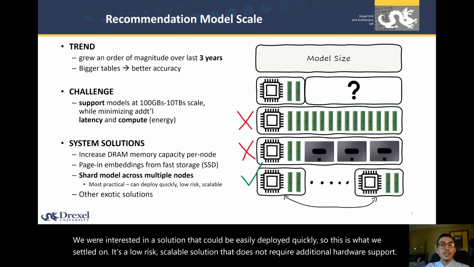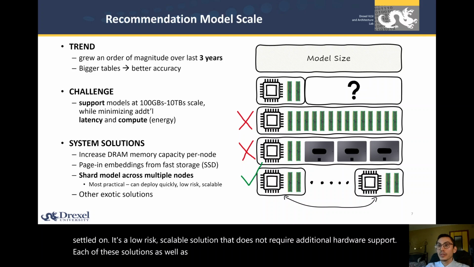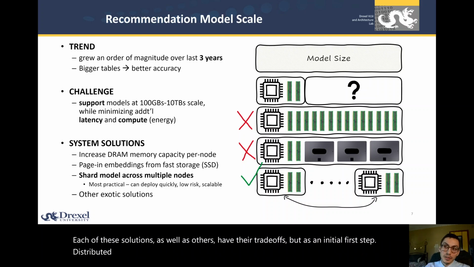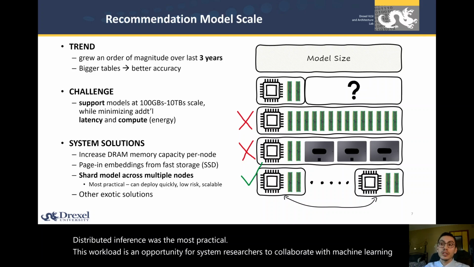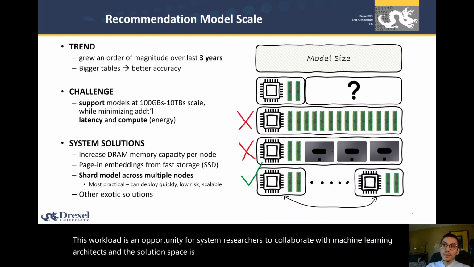Each of these solutions, as well as others, have their trade-offs, but as an initial first step, distributed inference was the most practical. This workload is an opportunity for system researchers to collaborate with machine learning architects, and the solution space is still quite young.